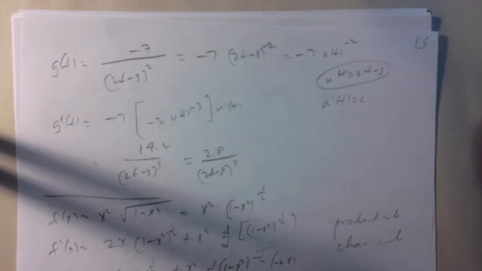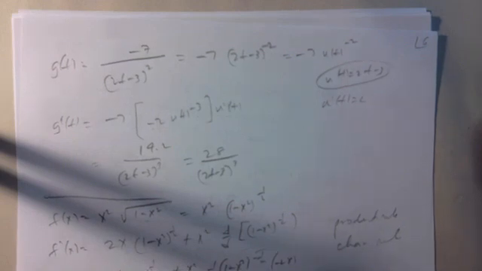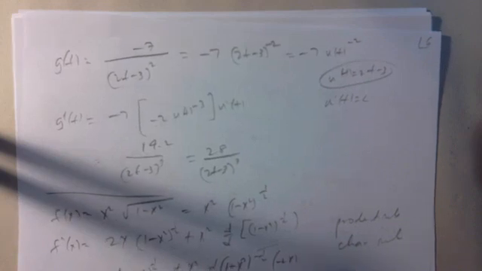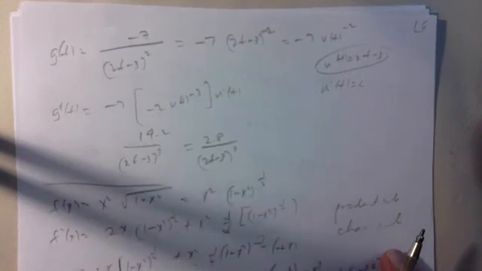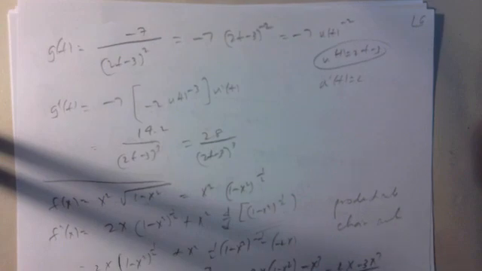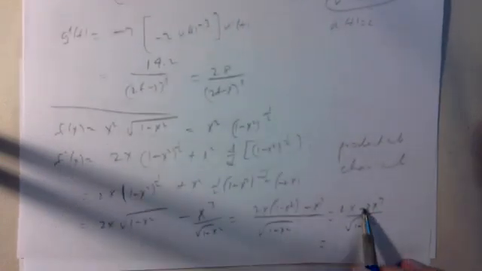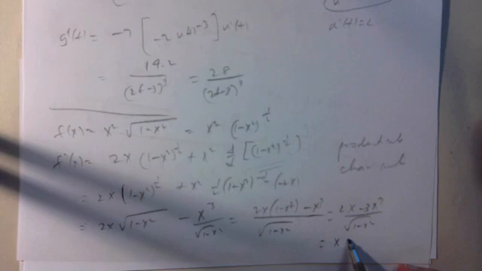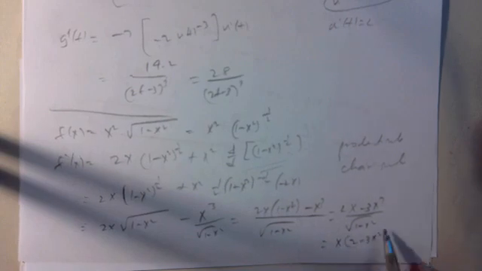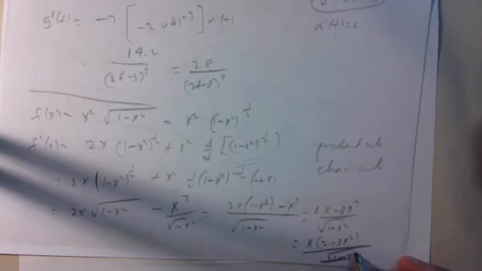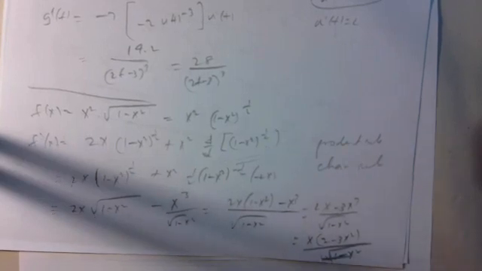This is 2x minus 2x cubed minus x cubed, minus 3x cubed, over the square root of 1 minus x squared. Or if I want, I can factor an x out of this: x times (2 minus 3x squared) over the square root of 1 minus x squared.